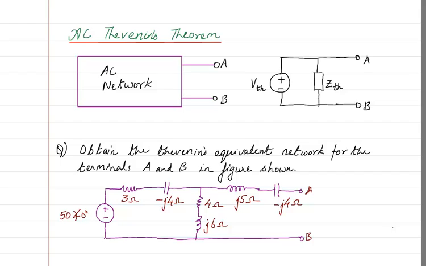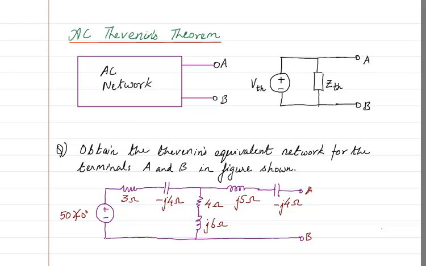Is there any special change? See, there is no change in the statement, because basically Thevenin's theorem was done for DC circuits and it is extended towards AC networks. That's all. So there is no special Thevenin's theorem for AC.